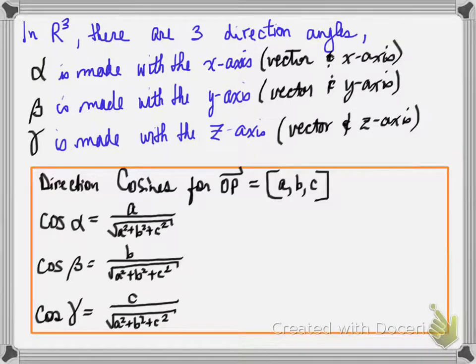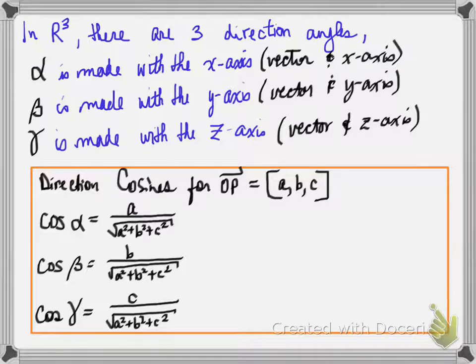The direction cosines for OP is equal to the component vector A, B, and C, such that cosine of alpha is equal to A over the magnitude of OP. Cosine of beta is equal to B over the magnitude of OP. And cosine gamma is equal to C over the magnitude of OP.